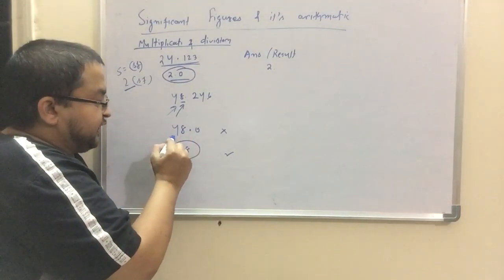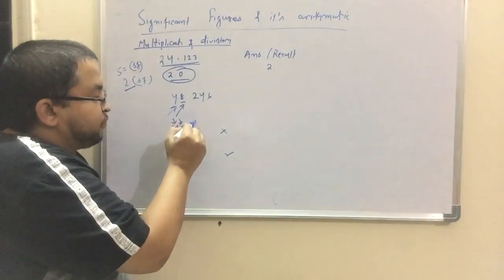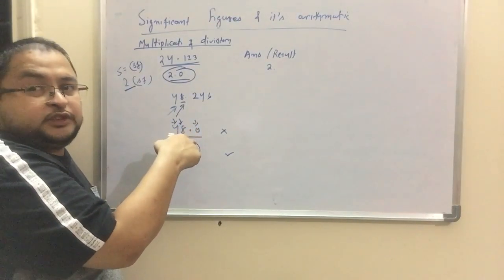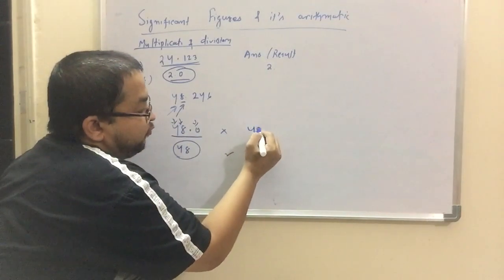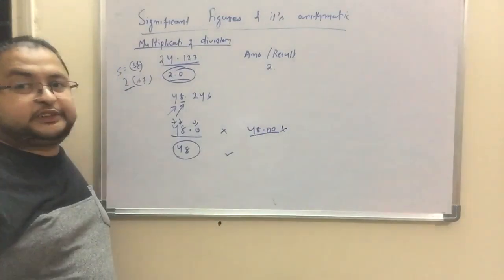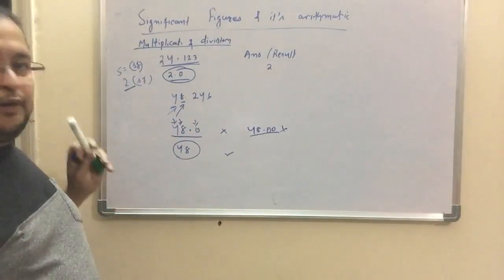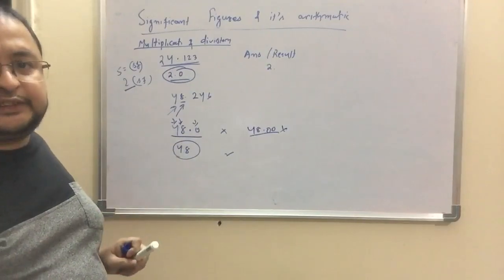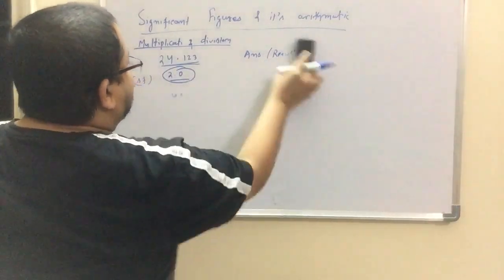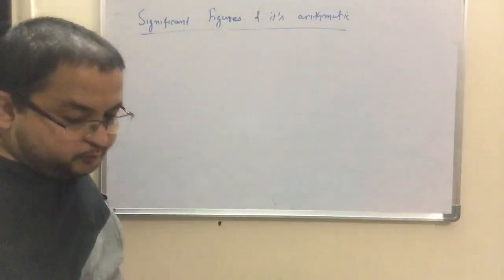If you write the answer 48.0, as per rule number 3 or 4 which we saw earlier, it has already got 3 significant digits, so it's wrong. Obviously, if you write 48.00, it's wrong because you have introduced 4 significant digits. So that is what we need to keep track of when we are doing multiplication and division in line with the significant digits. Now, let's go to the last part, that is addition and subtraction.